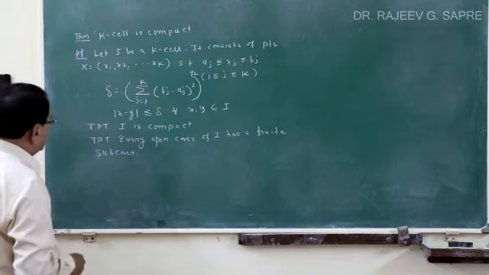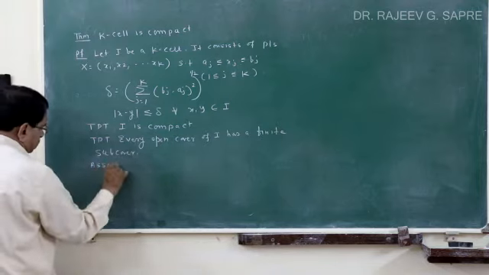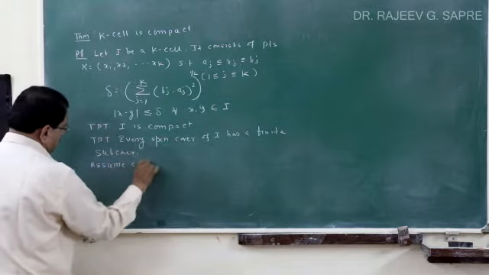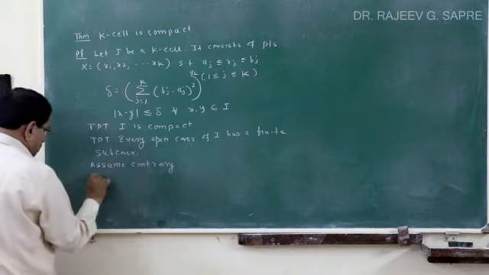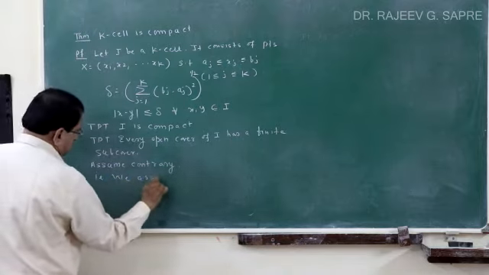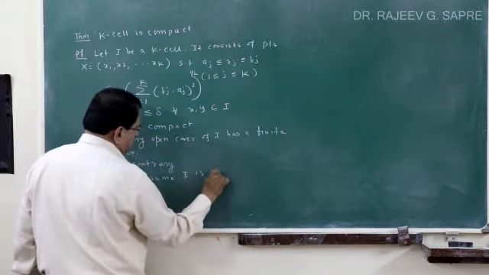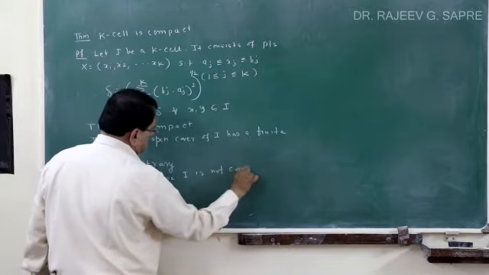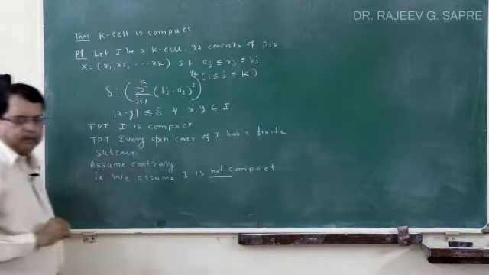Okay. So we will assume the contrary. Assume contrary. What do you mean by that? That is, we assume I is not compact. Not compact. This is what we are assuming.